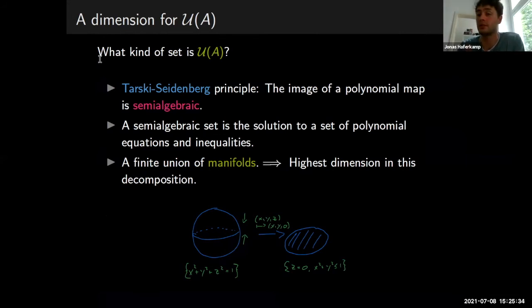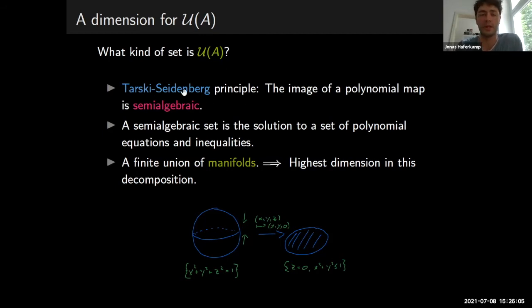And in fact, what we want to know, of course, is if we want to compare dimensions of different sets of unitaries for different architectures, we first need to make precise what we mean by the dimension of U of A. And an obvious first problem is that dimensions are usually defined for manifolds, and the image of a smooth map is not necessarily a manifold. So it might be something entirely different. And in our case, this is all made much simpler because of the so-called Tarski-Seidenberg principle.